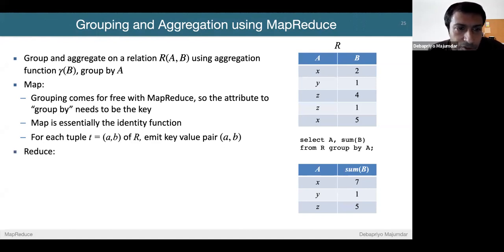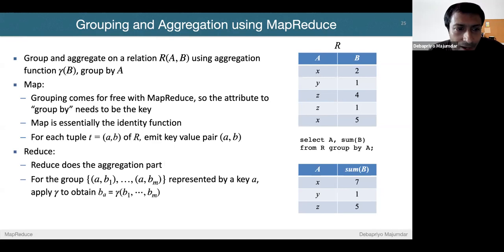All right. So reduce, on the other hand, is just the aggregation part. So now you are getting a feel of usually what map is. Map is deciding what to group by, and reduce is the aggregation part, right? So usually reduce does the aggregation part, and in this case, reduce will do the sum.